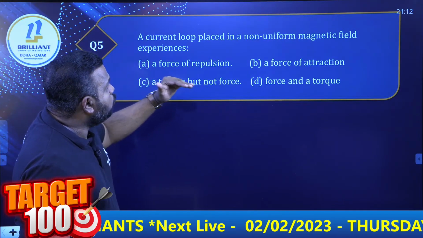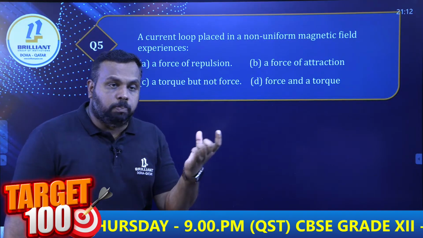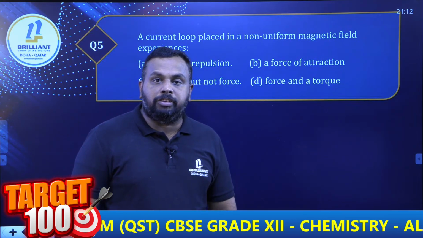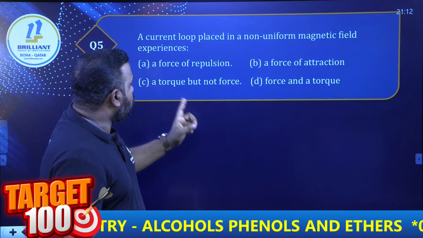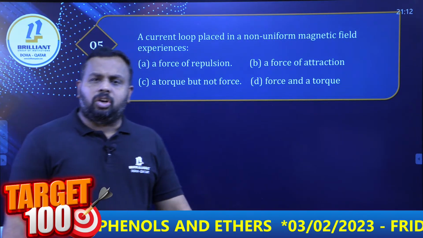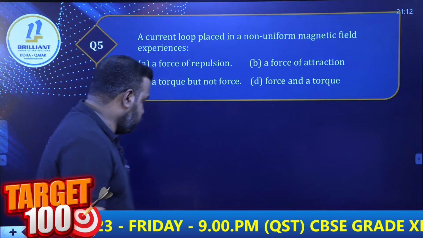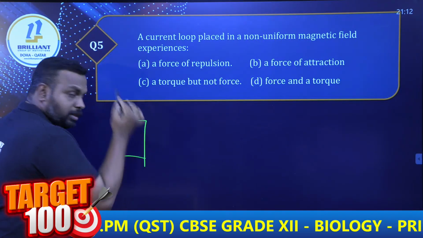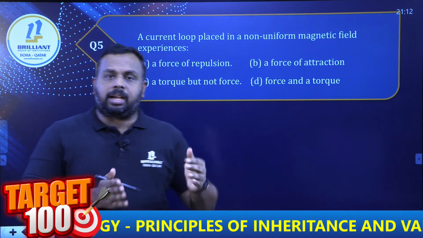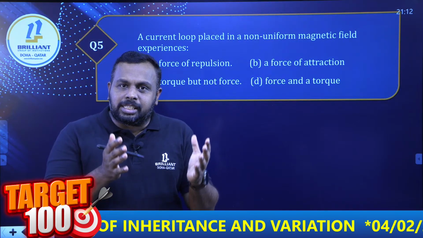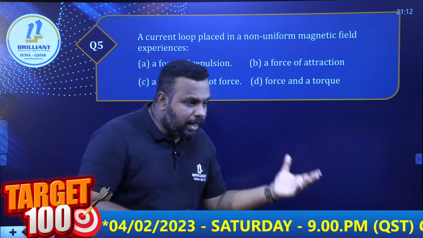A current loop placed in a non-uniform magnetic field experiences what? A force of repulsion, a force of attraction, a torque, but not force, or a force and a torque. We had an identical question in electrostatics. Hope you remember, a current carrying loop. If this is a loop which is carrying current, a current carrying loop always behaves like a magnetic dipole, you know that. Which means when a current carrying loop is kept in a magnetic field, it is similar to a magnetic dipole kept in a magnetic field.